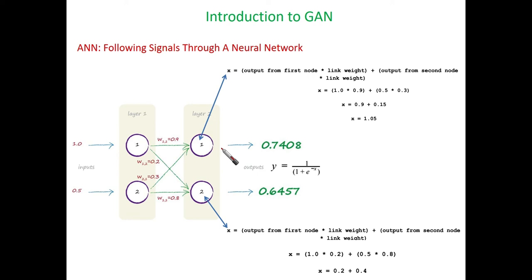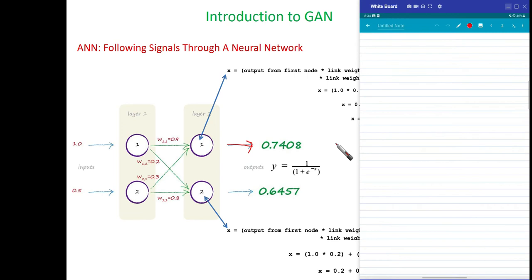Now we try to calculate the output of the first node. To calculate it, first we have to calculate its input. So what is its input? Its input is X. As you remember, X is computed from here: 1 is multiplied by 0.9, and then the 0.5 input is multiplied by 0.3.